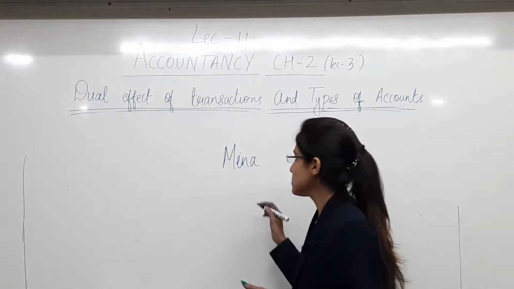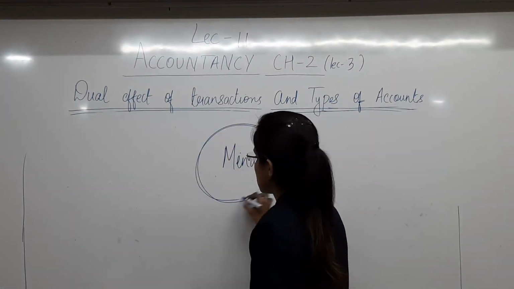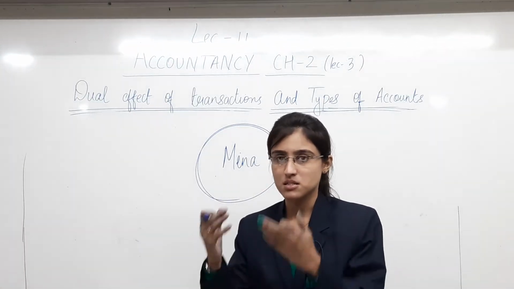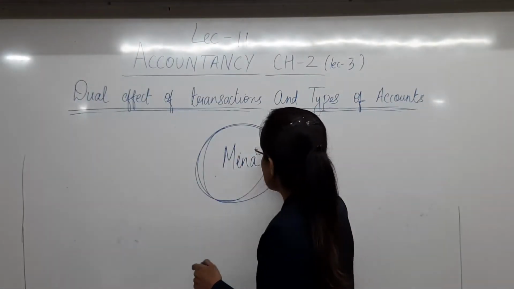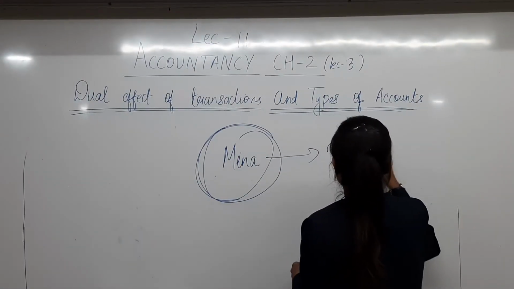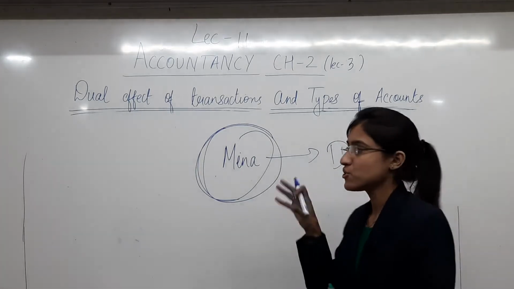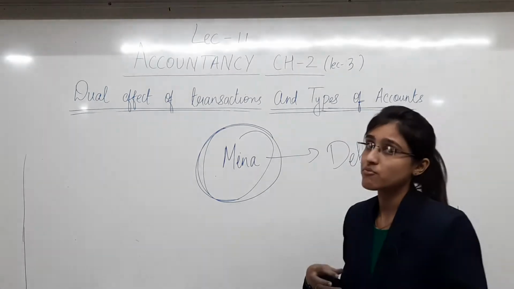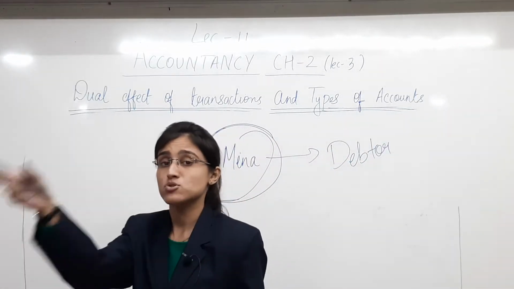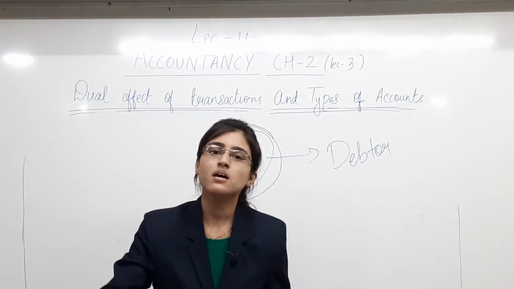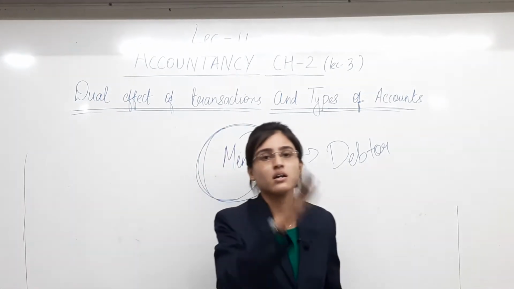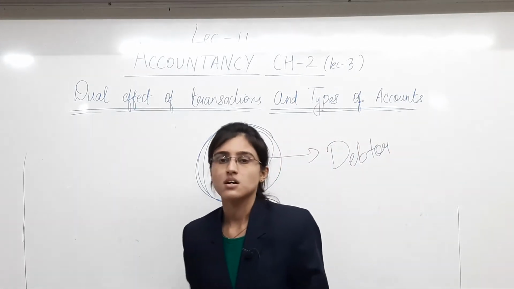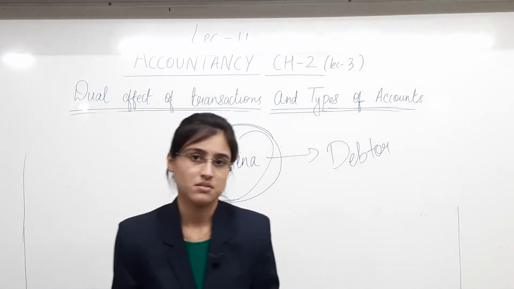So who is Meena for you or for me? This is your business. If I am solving a sum, I will consider this is my business. So for me, Meena is a debtor. And who am I to Meena? A creditor. Isn't it? If you have sold goods to Meena, Meena is your debtor. You are a creditor for Meena. So this is a credit transaction.